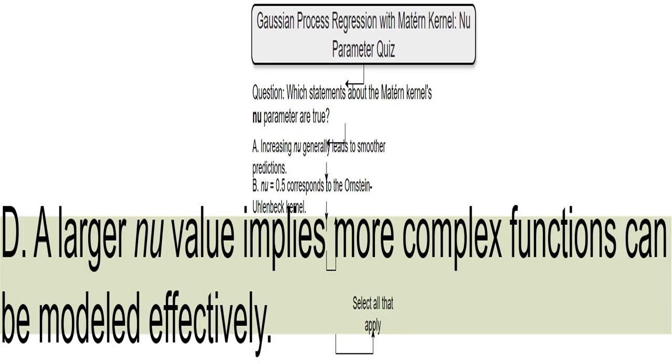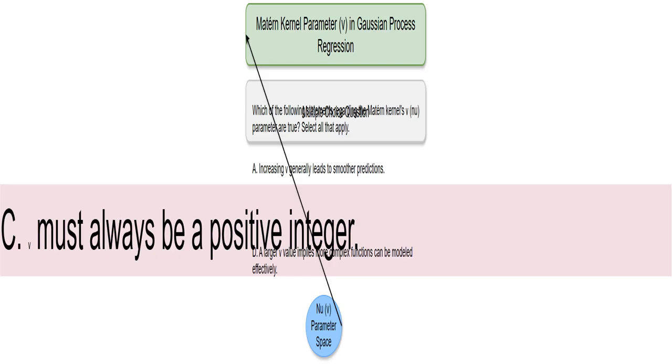While a larger NU allows for modeling more complex functions, it doesn't automatically guarantee effectiveness. High complexity increases the chances of overfitting, especially with limited data or noise. See, NU represents the smoothness parameter in the Matern kernel. It defines how wiggly or smooth the resulting prediction curves will be.